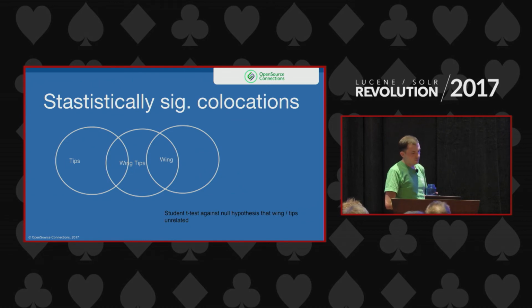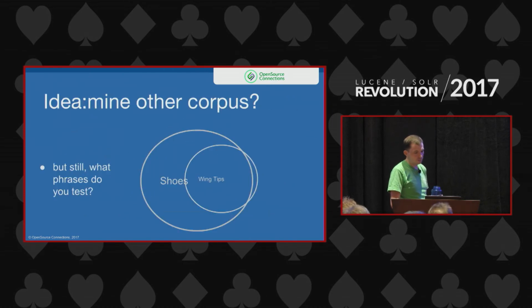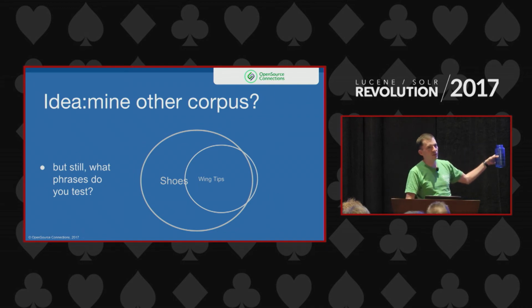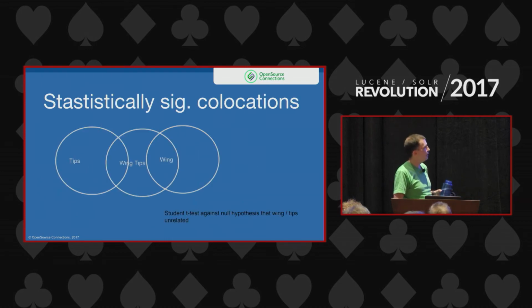Another thing that people often do is just simple. One of the problems with this algorithm is once you get here, how do you get here? How do you know wingtips is a thing you should test against shoes? So that's a fundamental problem, right? Why didn't I search for tips, like, I don't know, beef tips? Oh, because I'm an apparel site and none of that's in there.